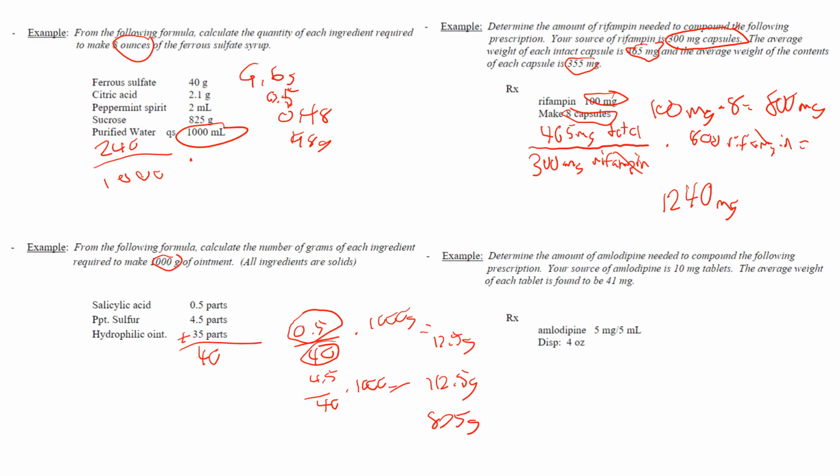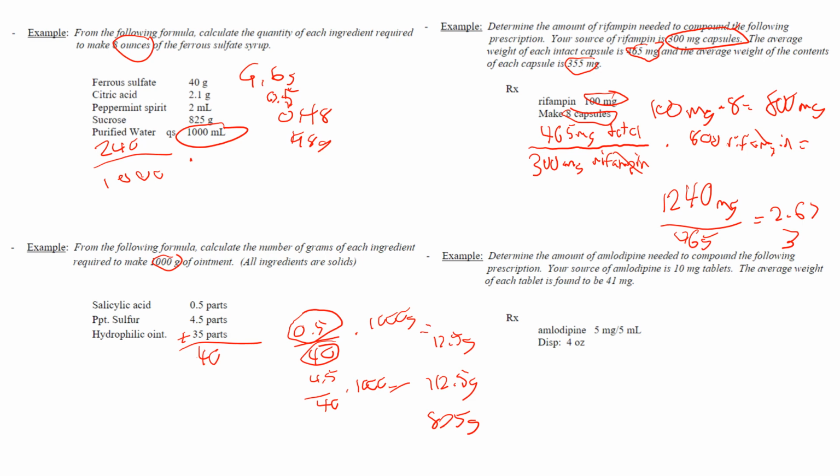And this would essentially mean that we need 1240 milligrams versus the weight of the capsules. But then how many capsules is that? Well, we can just divide this 1240 by 465. And with this, we get 2.67. So we need a minimum of 2.67 capsules to make this much product. Obviously, you can't have 2.67 capsules, so this would be 3 capsules.